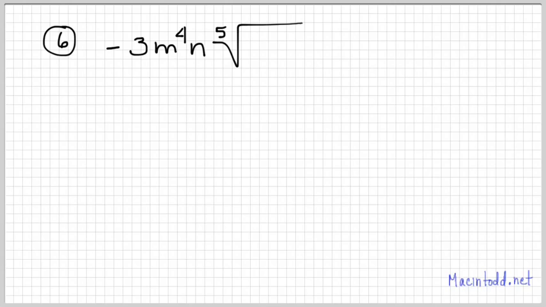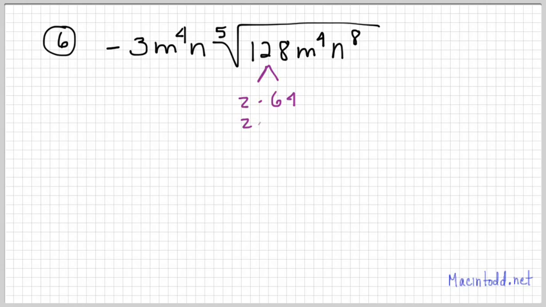Problem number 6. Negative 3m to the 4th n, 5th root 128, m to the 4th and n to the 8th. Let's deal with the number first. We'll factor 128 as 2 times 64.